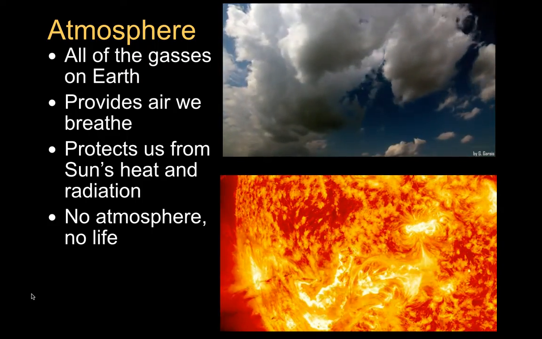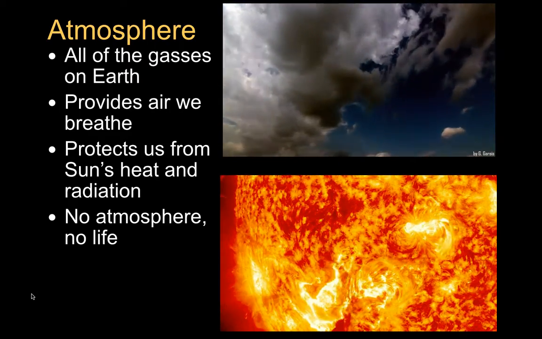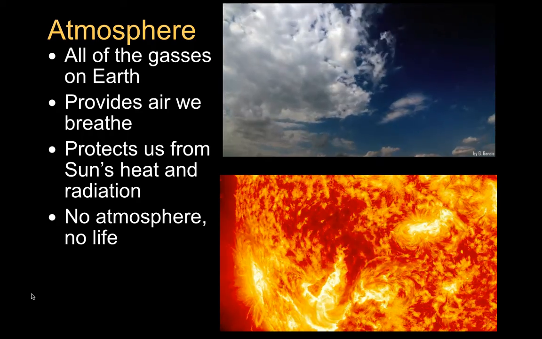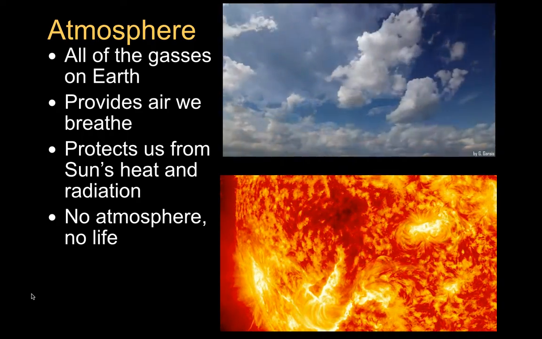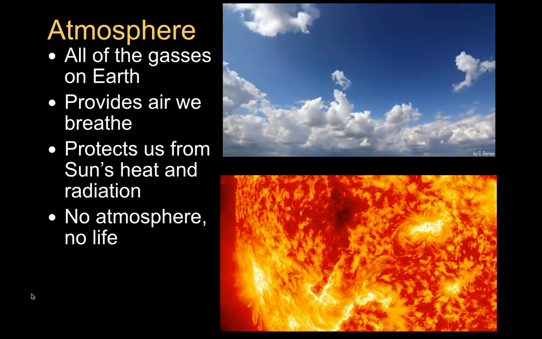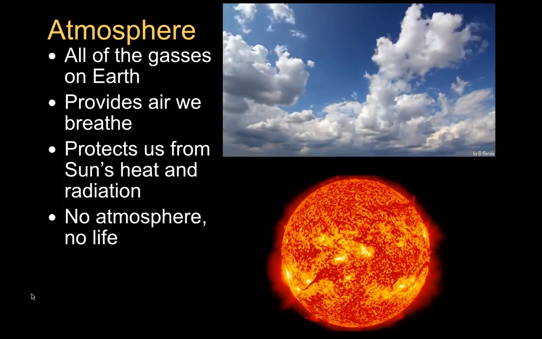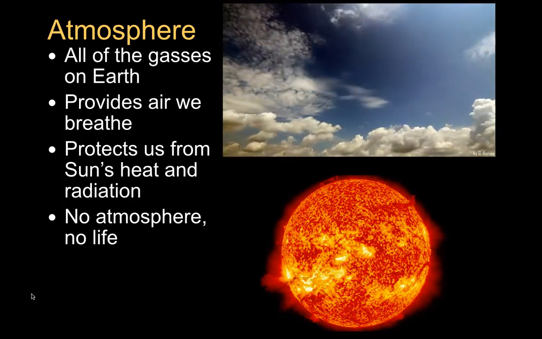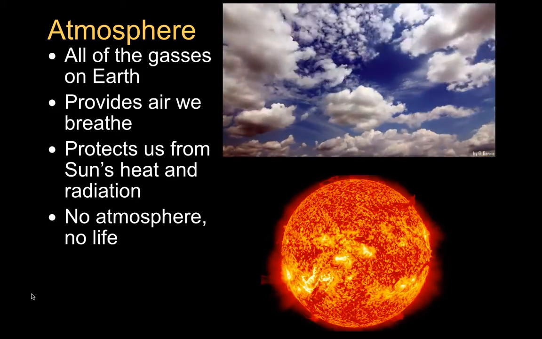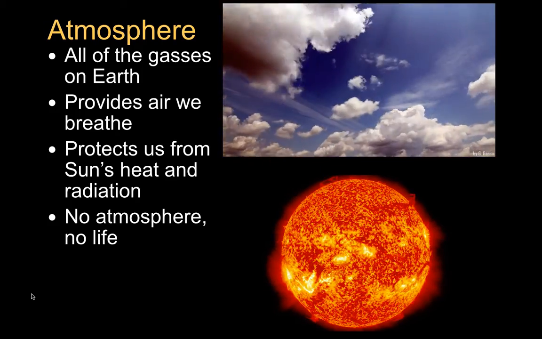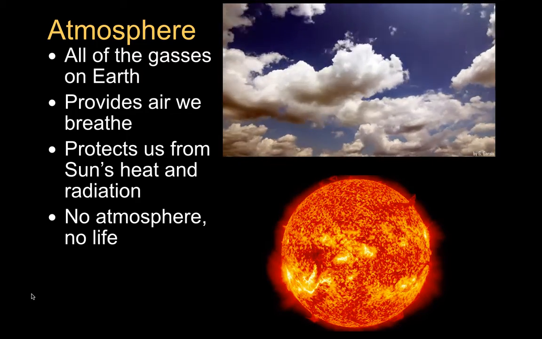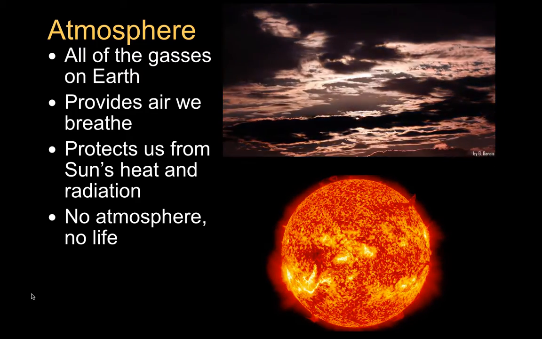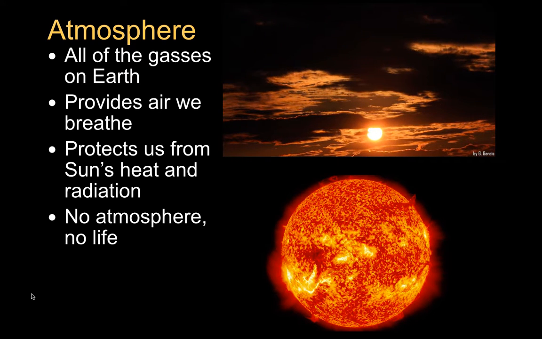So not only is the sun's heat not as hot as it normally is, but also the radioactive waves that come from the sun are kind of filtered by the atmosphere, and it helps to protect us. If we didn't have an atmosphere, we would have no life here on this planet. Some planets, such as the planet Mercury, which is near the sun, don't have an atmosphere because they've been burned away. The atmosphere has been burned away, and therefore the planet Mercury does not have any life, because with no atmosphere, there is no life. So the atmosphere is all the gases found on Earth.